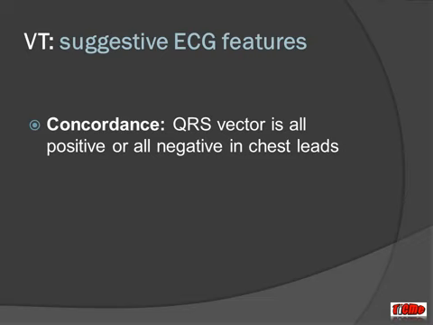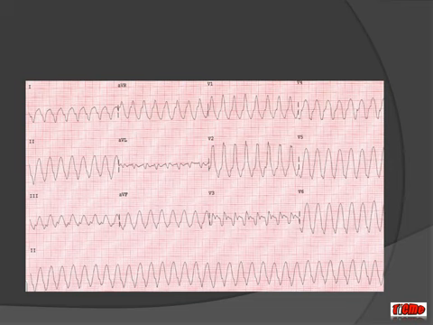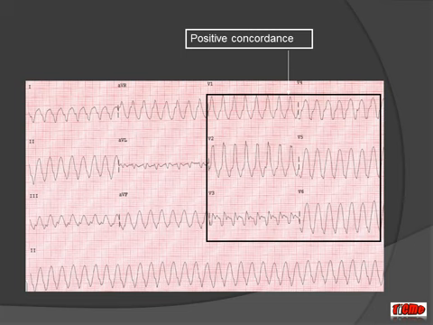The next feature on ECG is concordance. Concordance means that the QRS vector is either all positive or all negative in the chest leads. Let's look at an example. So here's a wide complex regular tachycardia. If we have a look in the chest leads, so V1 through to V6, all the vectors are basically dominant upwards, so terminal R waves dominate. And this is called positive concordance. So this would suggest that it's more likely that this rhythm is VT.